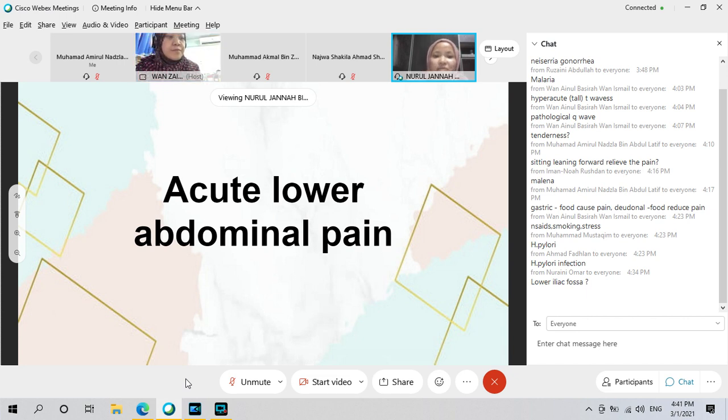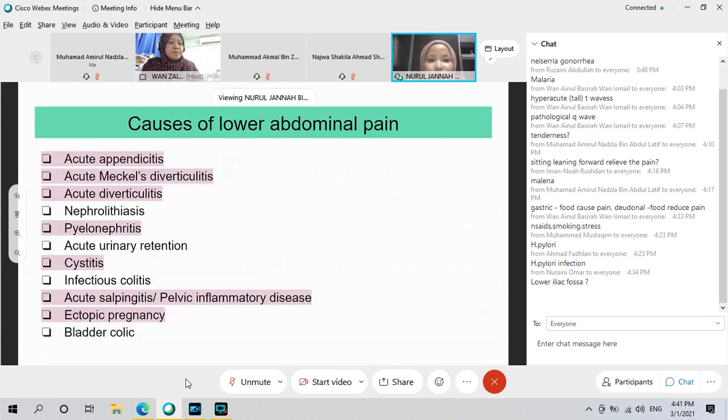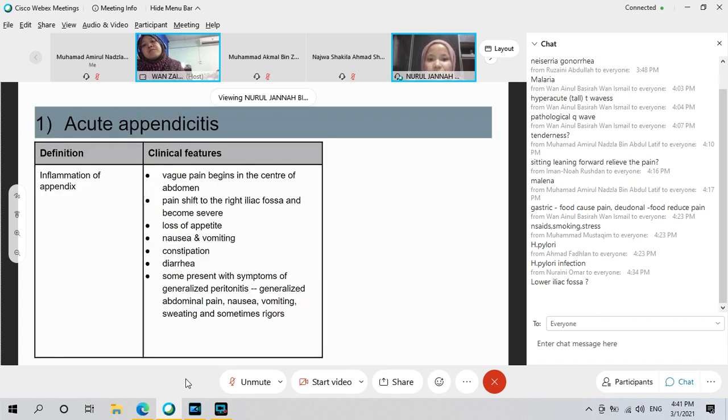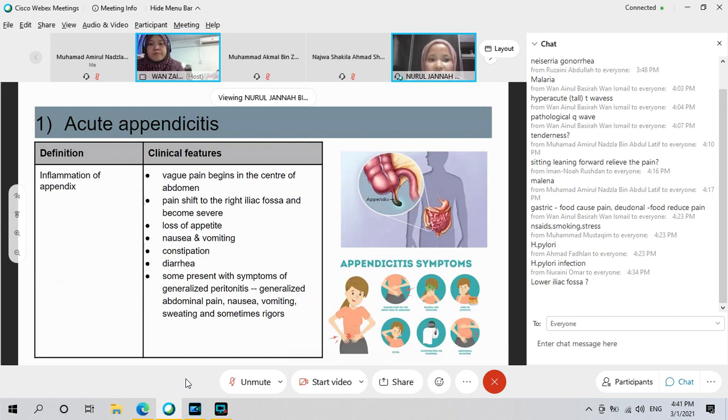Okay, I'm going to present about acute lower abdominal pain. So next is about the causes of lower abdominal pain. So we have here acute appendicitis, acute diverticulitis, nephrolithiasis, pyelonephritis, cystitis, infectious colitis, pelvic inflammatory disease, pregnancy and diabetes. But the one that I have highlighted is the one that I'm going to speak about. So the first one is acute appendicitis.